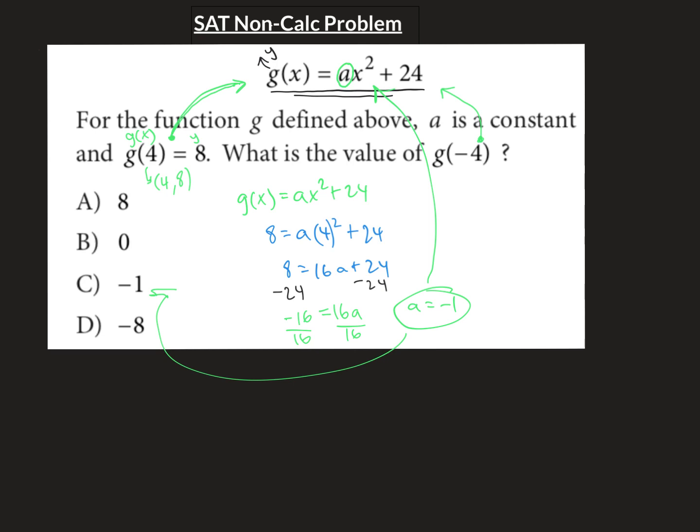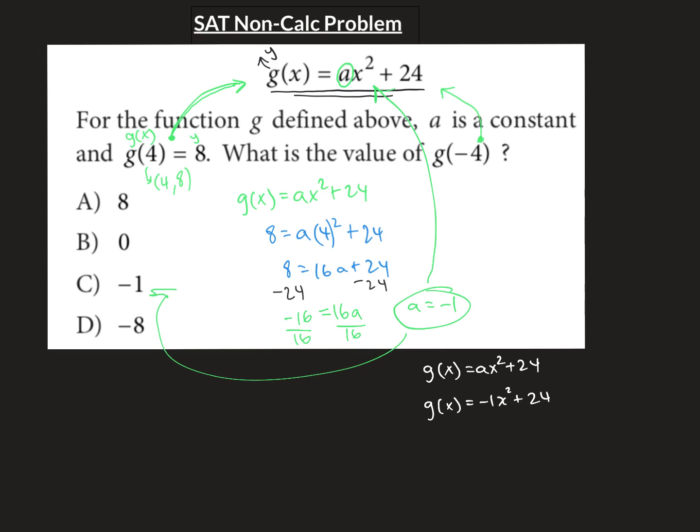Now that we know this, what we can do is take our function here, plus 24, and now we can sub in knowing our a value. So now we can say g of x is equal to negative 1x squared plus 24, and then we can sub in our value, which is our x value, which is negative 4.